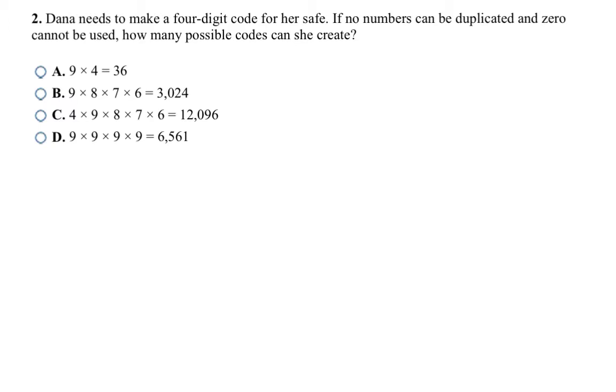This next question says Dana needs to make a 4-digit code for her safe. If no numbers can be duplicated and 0 cannot be used, how many possible codes can she create? So I'm going to draw 4 blanks, one for each number. For 1-digit numbers, 1 through 9, I have 9 possibilities because it says I can't use 0. So that first number, I have 9 different possibilities I could use.